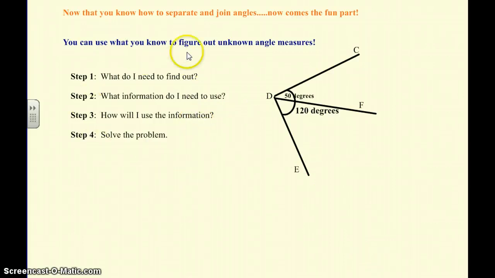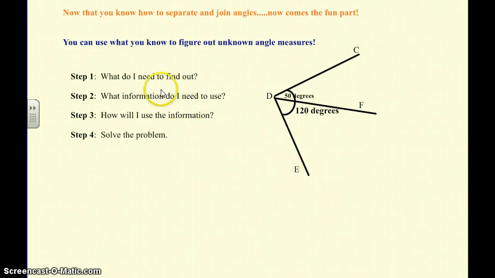These are the same problem-solving strategies we've been using this whole year. It says, what do I need to find out? Well, we're finding out what this missing angle is, what the degree of the angle is, not using a protractor this time, but using what we already know. Well, let's look at what we already know. We already know that angle EDC is equal to 120 degrees. And we know that angle FDC is equal to 50 degrees. So we're going to figure out, what's angle EDF equal to?